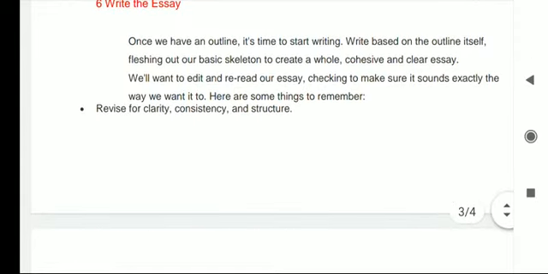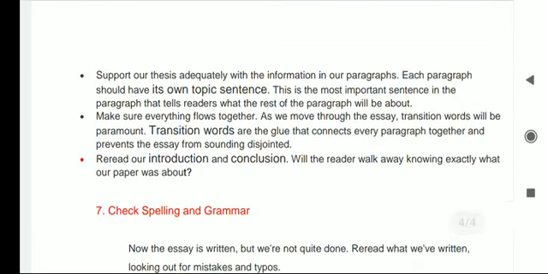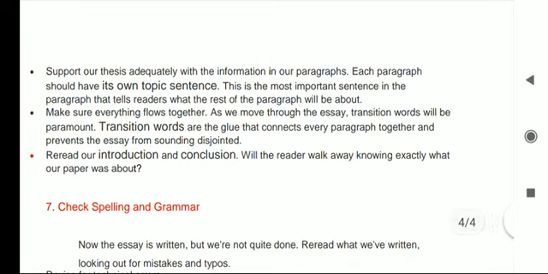Now, writing the essay. Once we have an outline, it's time to start writing. Write based on the outline itself, fleshing out our basic skeleton to create a whole, cohesive and clear essay. We will want to edit and read our essay, checking to make sure it sounds exactly the way we want it to. Here are some things to remember: revise for clarity, consistency, and structure. Support our thesis adequately with the information in our paragraphs. Each paragraph should have its own topic sentence.